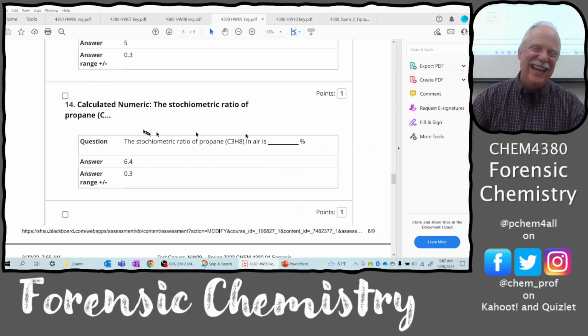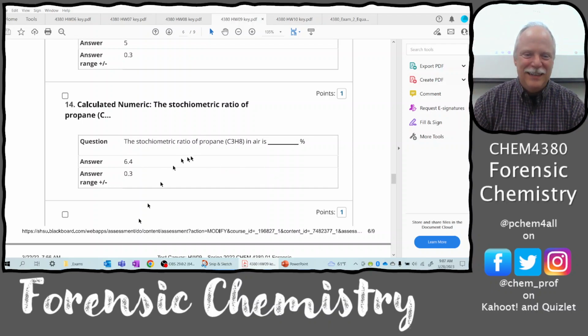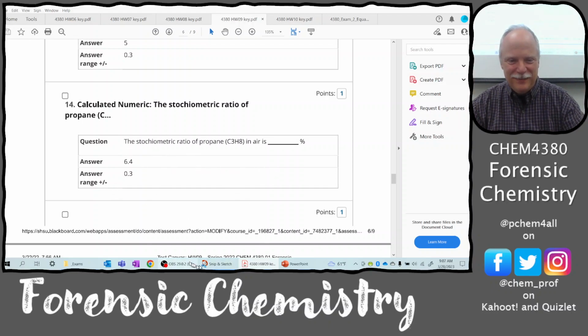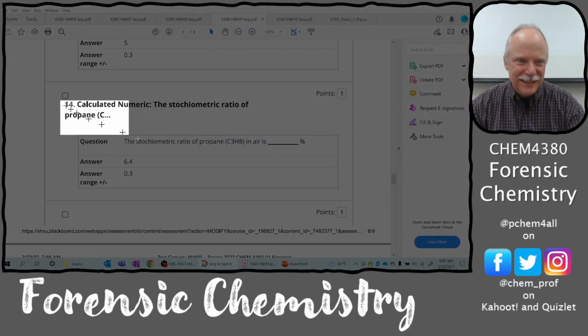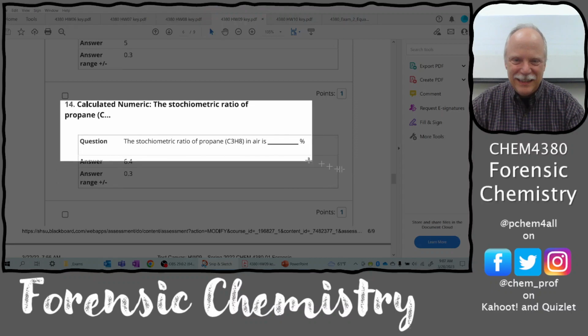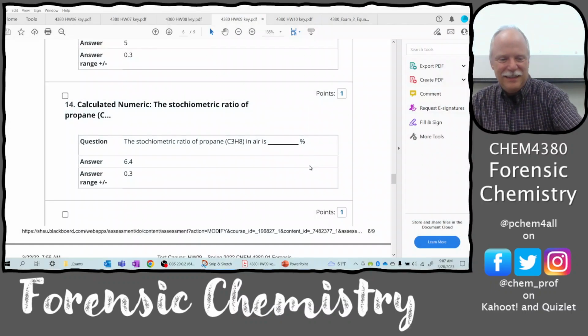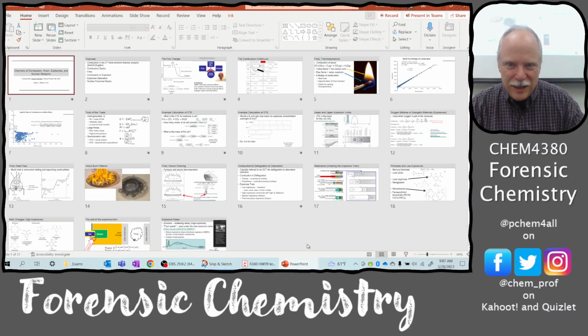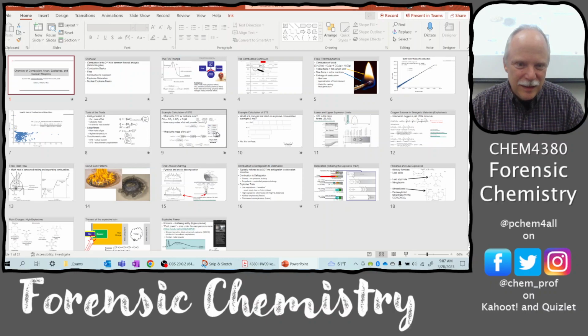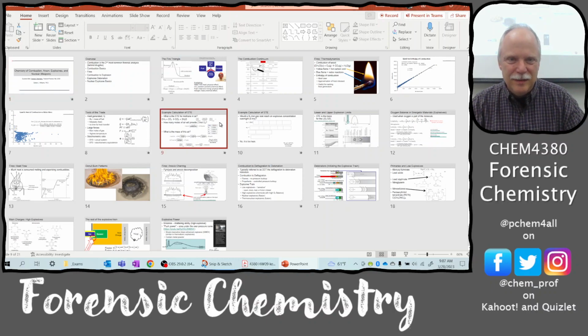We can do that. So we need to know that. Let me go ahead and snip that one. That's going to be the combustion chapter, and here's the one page.